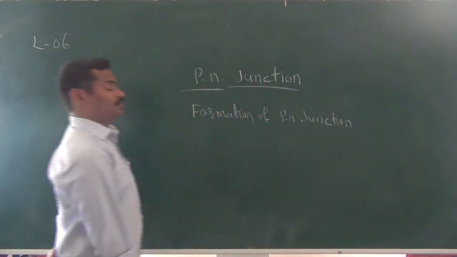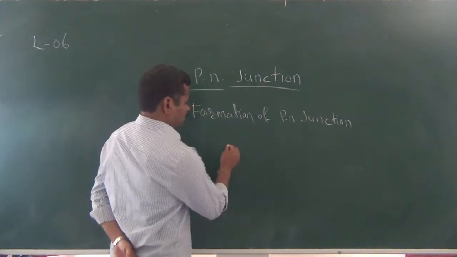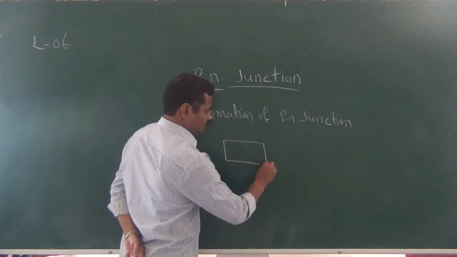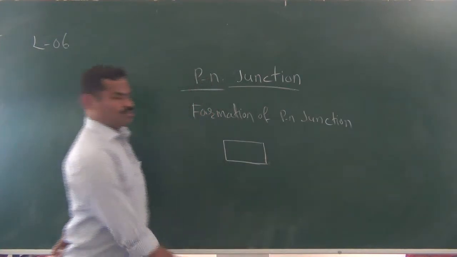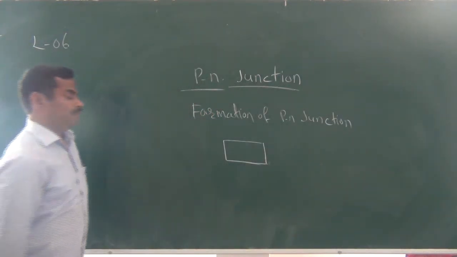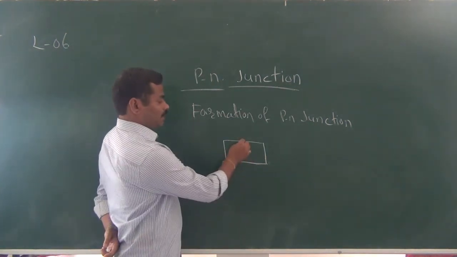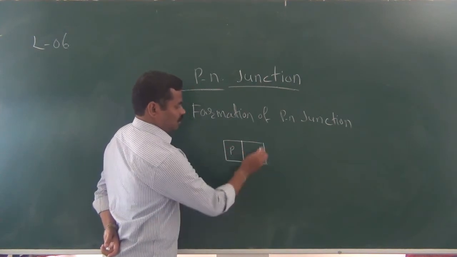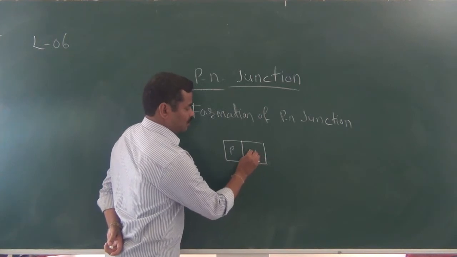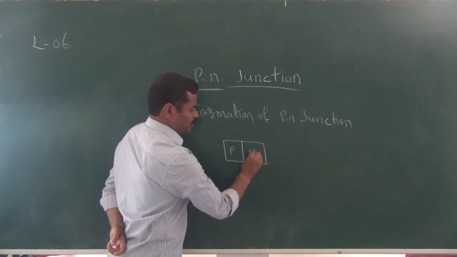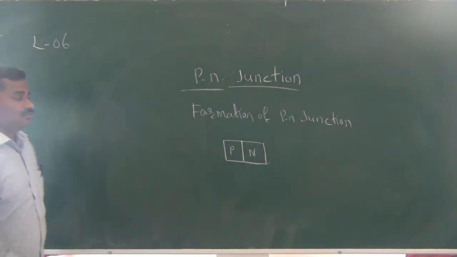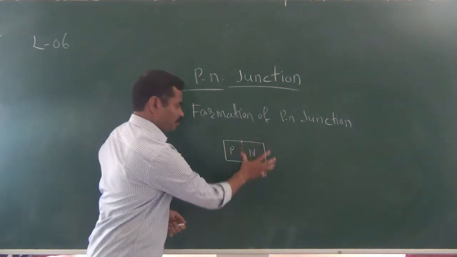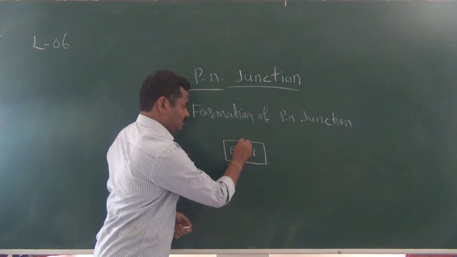Look here, first what you have to do is take a small piece of semiconductor. It may be silicon or germanium. Next, add a trivalent impurity to one half portion, and next add a pentavalent impurity to the other half portion. And the important thing: the separation between the p-type and n-type material is nothing but the junction.